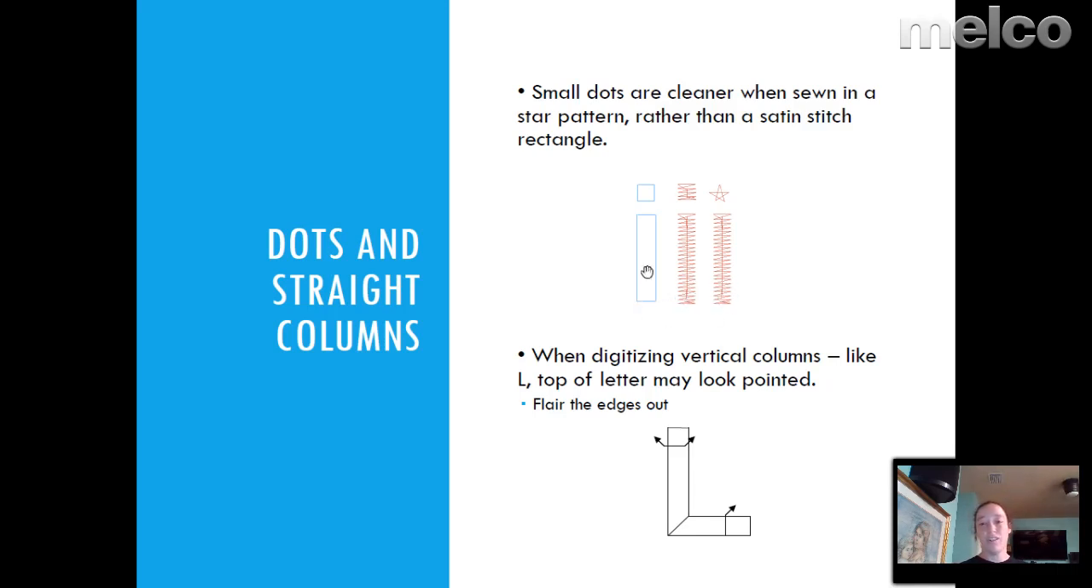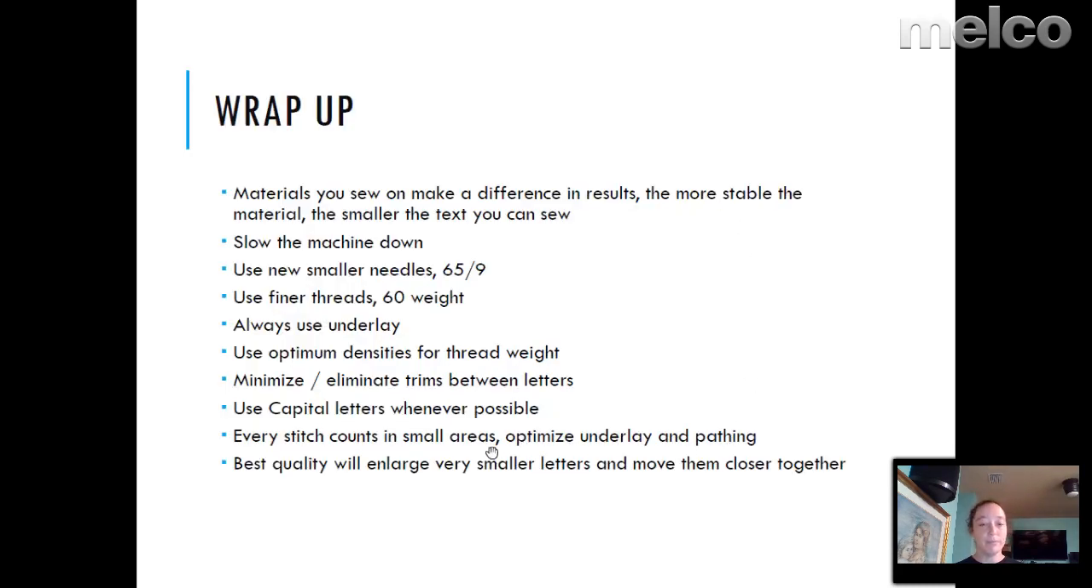So you're just setting yourself up for more complications, whereas if you do a jump stitch as you go around, dragging that thread, one, you'll sew faster, you'll keep your machine at high speed, running more efficiently longer, and you'll just get a cleaner sew out. Okay? Every stitch does count, particularly in the small areas, so pay attention to the underlay, and that's why doing it manually is often a little bit better. Okay?